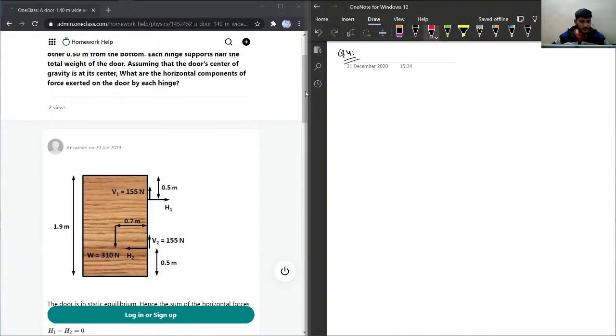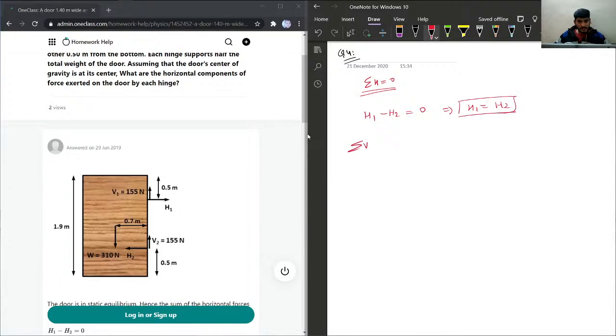So the total weight, what we are going to do is that we are going to use the condition for static equilibrium. So in this case, summation of horizontal forces will be 0. So horizontal force we can see which we have H1 here and we have H2 in the opposite direction. So H1, then H2 is in the opposite direction, so this will be 0, hence H1 is equal to H2.